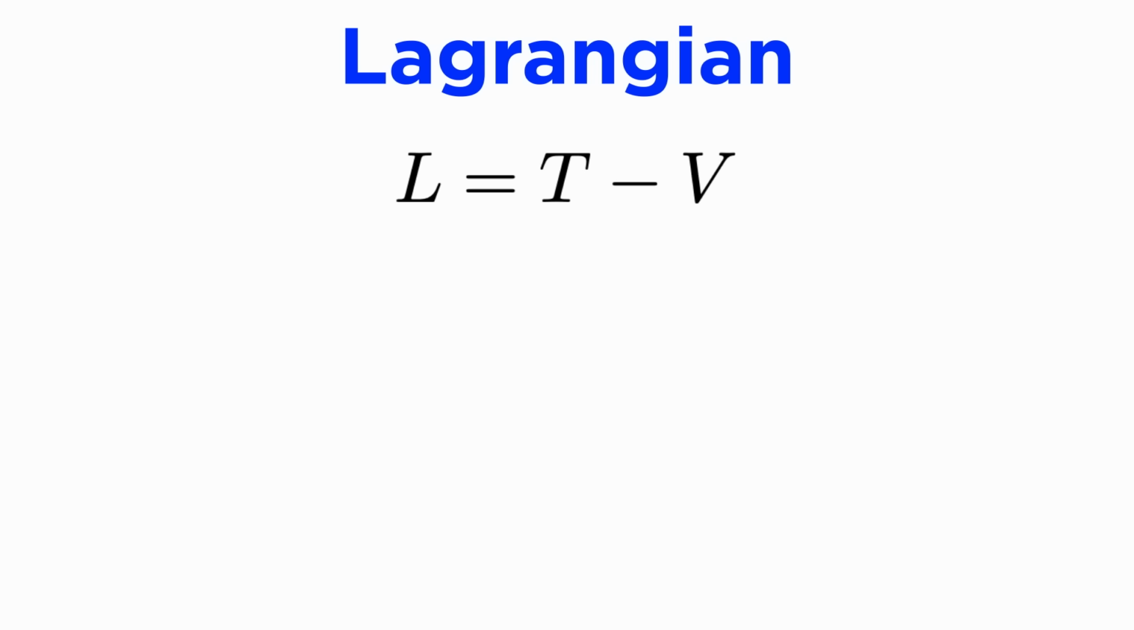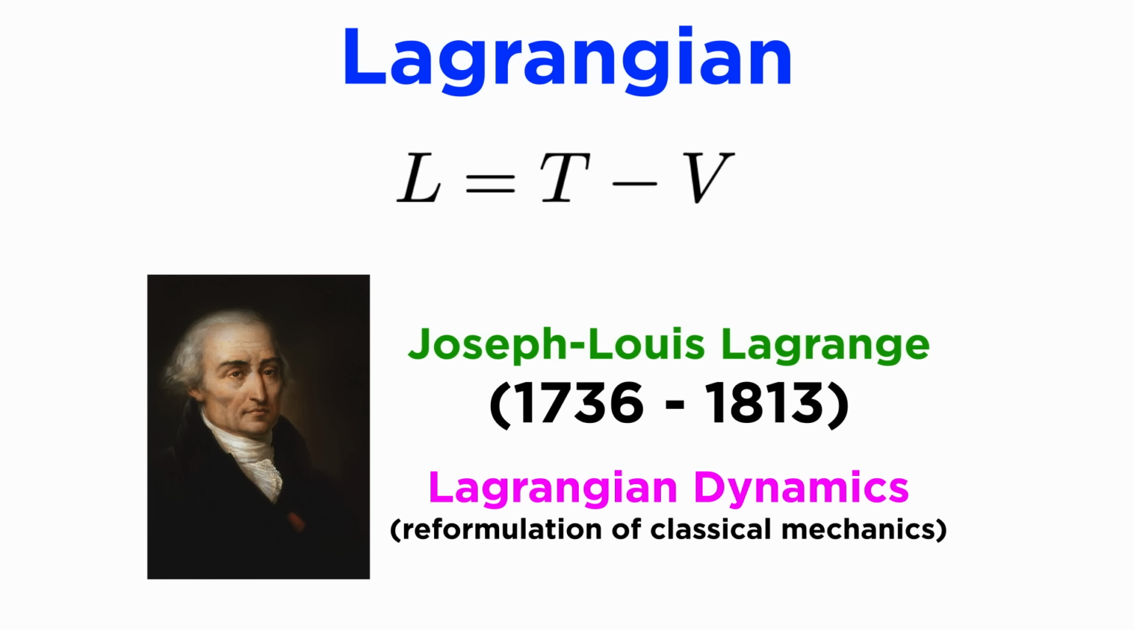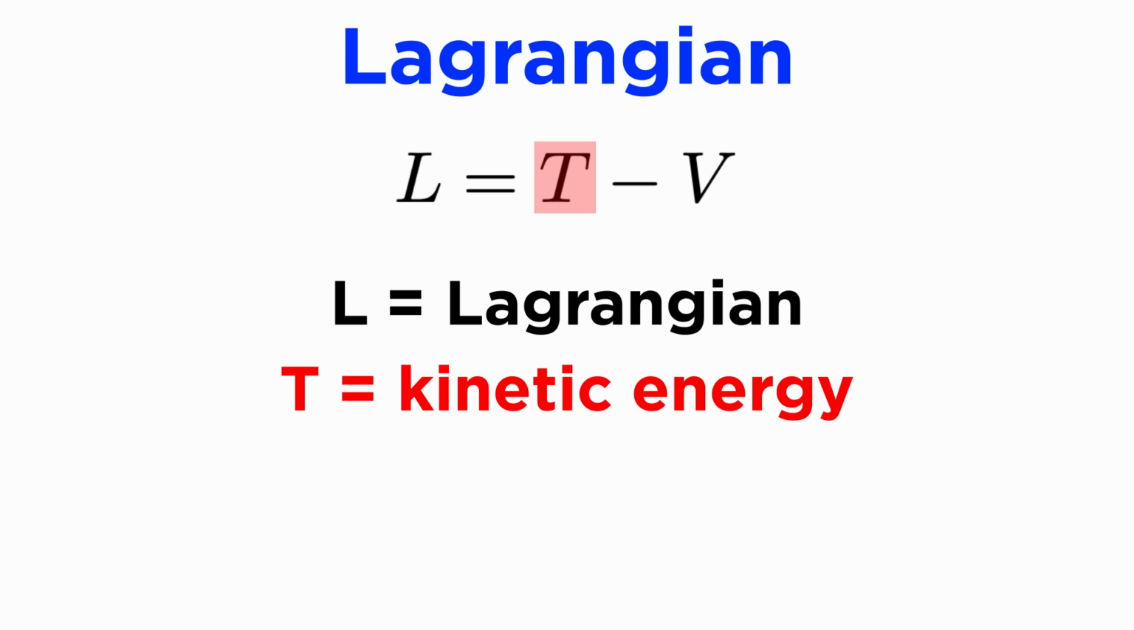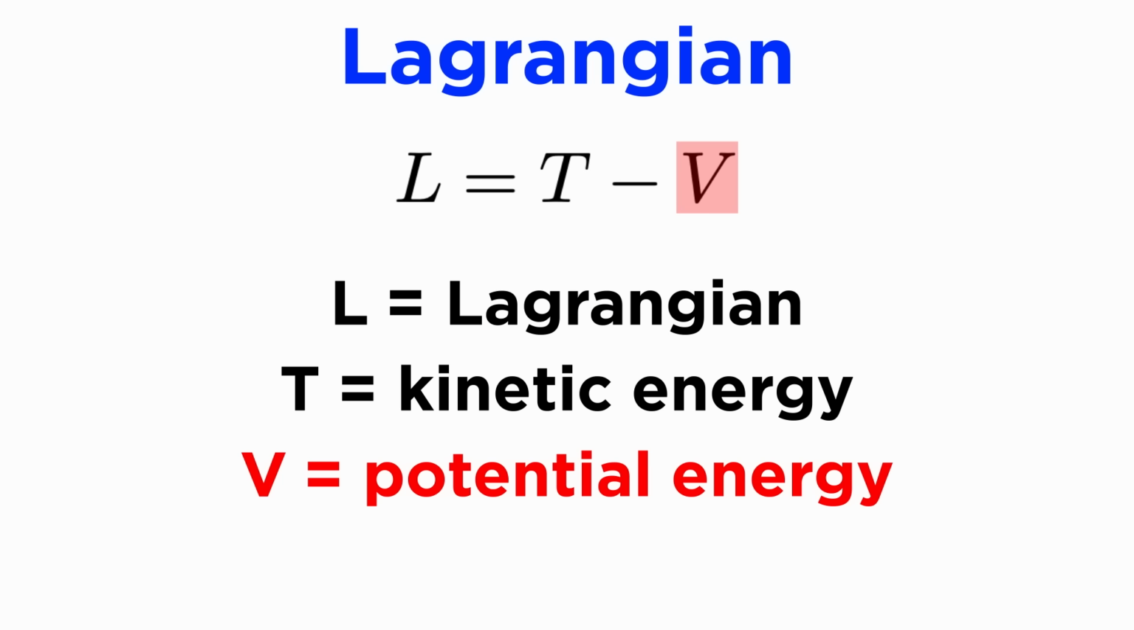This equation is called a Lagrangian, which comes from Joseph Louis Lagrange's reformulation of classical mechanics known as Lagrangian dynamics. A simple way to think about a Lagrangian, written with an L, would be to set it equal to the kinetic energy of a system T minus the potential energy of a system V.